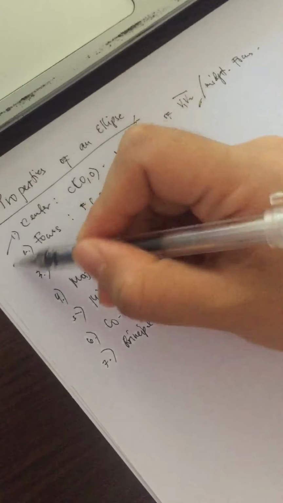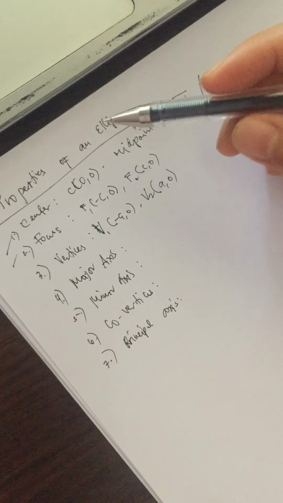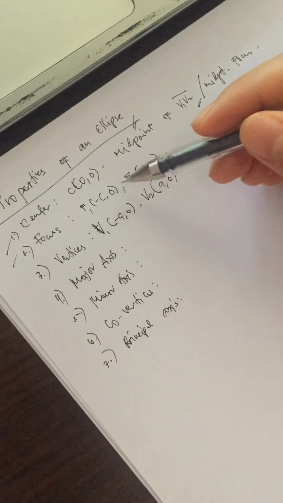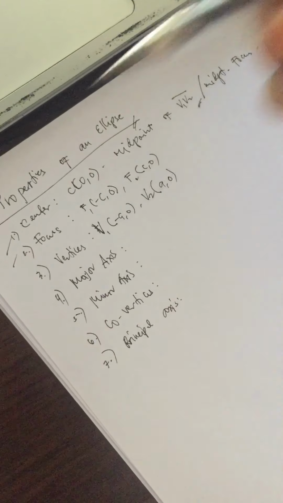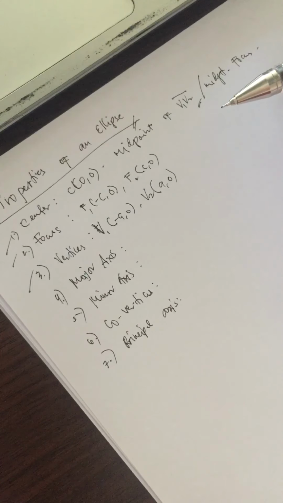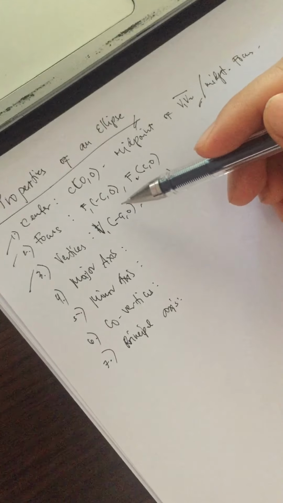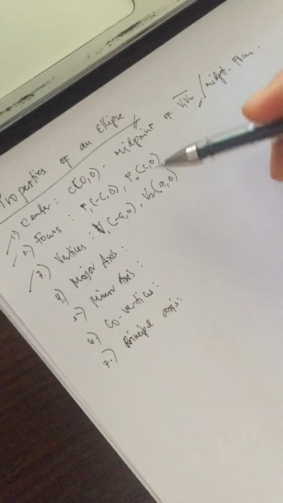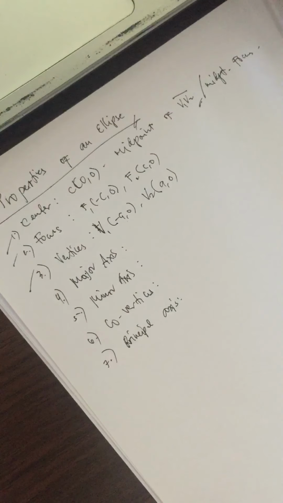Next is focus. Ang focus naman is kapag ang center is nasa origin is negative C, 0, and then focus 2 would be a positive C, 0. Sunod, vertices. Okay, we're done explaining what is vertices, denoted by A. So, kapag nasa origin yung ating center, our vertex will be denoted as negative A, 0, and then our vertex 2 would be A, 0.